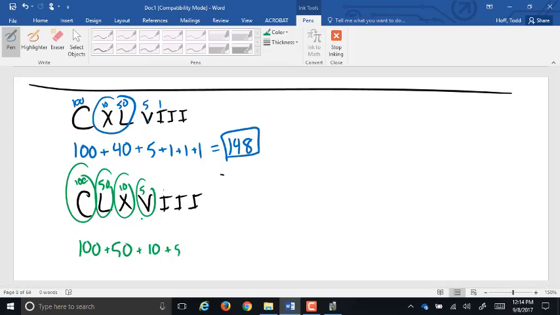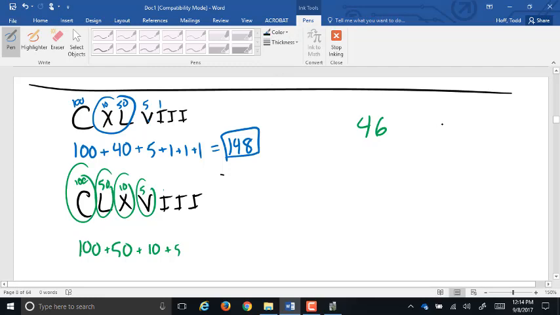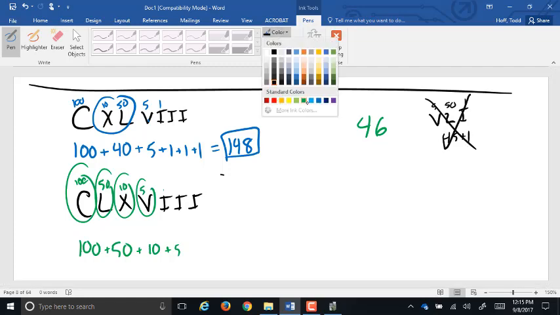Now, here's the one that always stumped me. 46. I always wanted to do this. Now, don't write this down because it's going to be wrong. VLI, because that's 5, 50, and 1. 50 minus 5 is 45 plus 1, right? Makes sense. They don't do that.